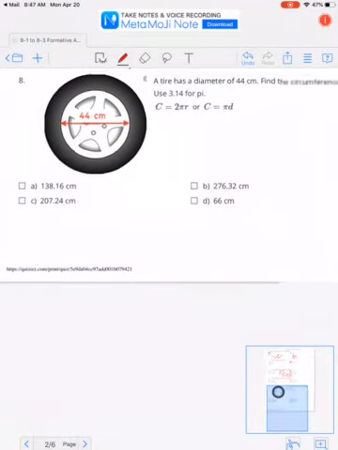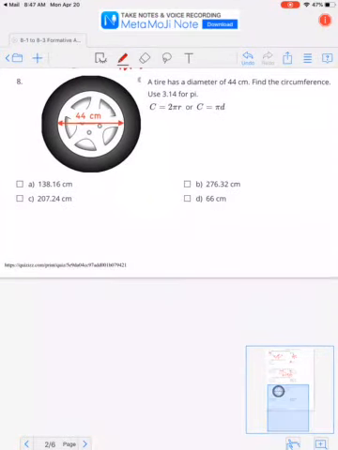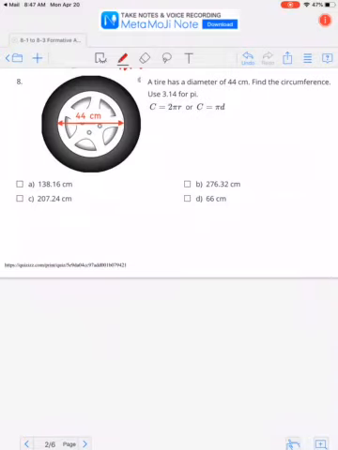Okay, number 8. It says a tire has a diameter of 44 centimeters. Find the circumference and use 3.14 for pi. So remember the circumference formula is either 2 times pi times your radius, or pi times your diameter. So this one we do have our diameter of 44 centimeters. So for pi, we're going to use 3.14.